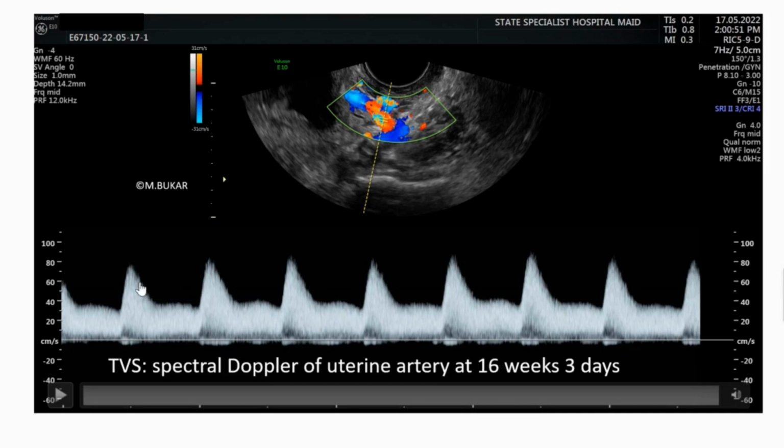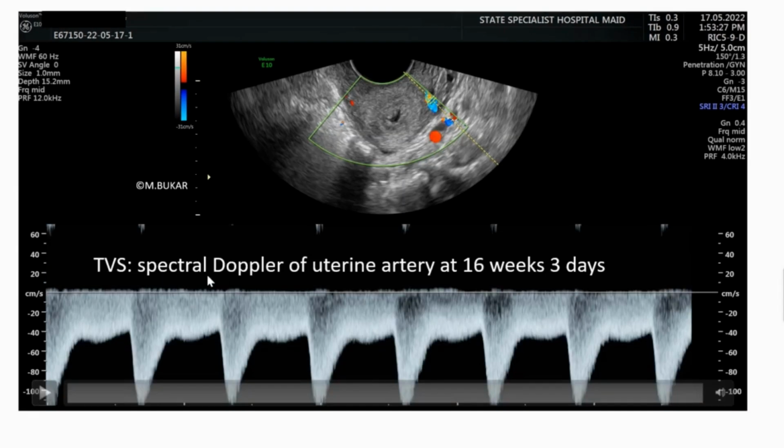Generally, the peak systolic velocity here should be more than 60 centimeters per second. If it is less than that, the possibility is that it is the branch of the uterine artery that is sampled and not the uterine artery.